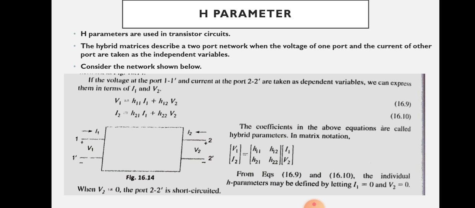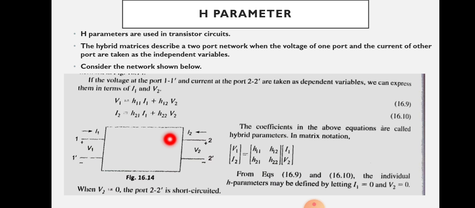In the case of hybrid parameters, the hybrid matrices describe the two-port network. Here we will be representing the voltage of one port and the current of the other port in terms of the voltage and current of different ports. In this case, the voltage of one port and the current of the other port act as dependent variables and they will be represented in terms of the voltage and current of the subsequent ports.